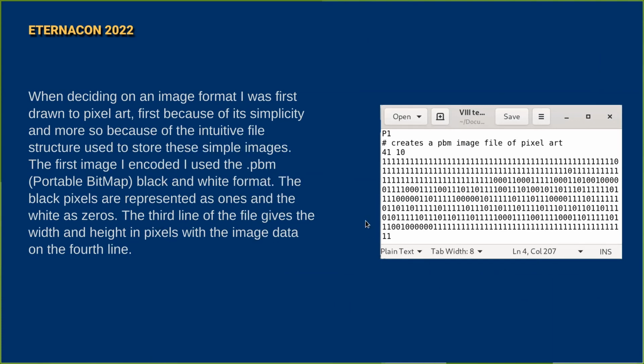But so I had to decide on an image format, and I was first drawn to pixel art because of its simplicity, and also because of the intuitive file structure used to store these simple images. The first image I encoded, I used a .pbm portable bitmap, which is a black and white format. The black pixels are represented as ones and the white ones as zeros. And the third line of the file gives the width and height in pixels right here, with the image data on the fourth line. So all that's one line.